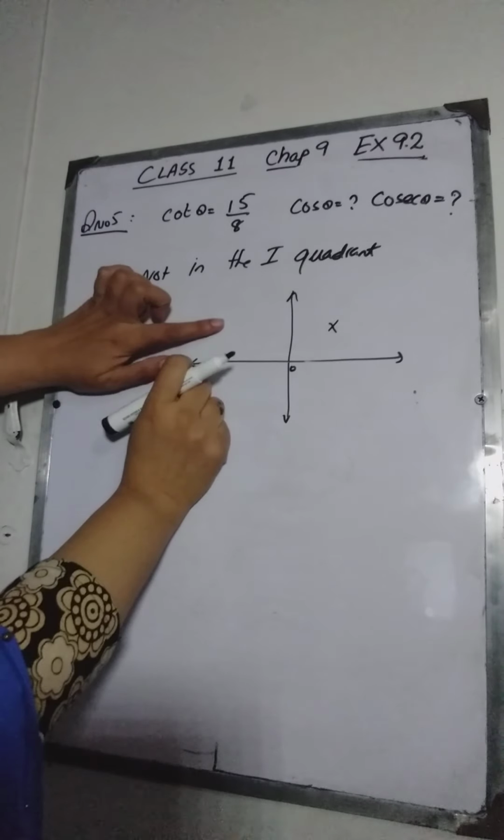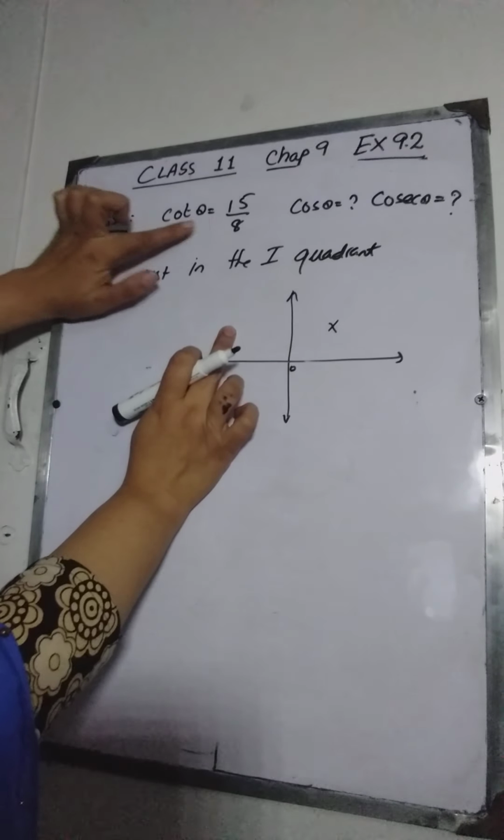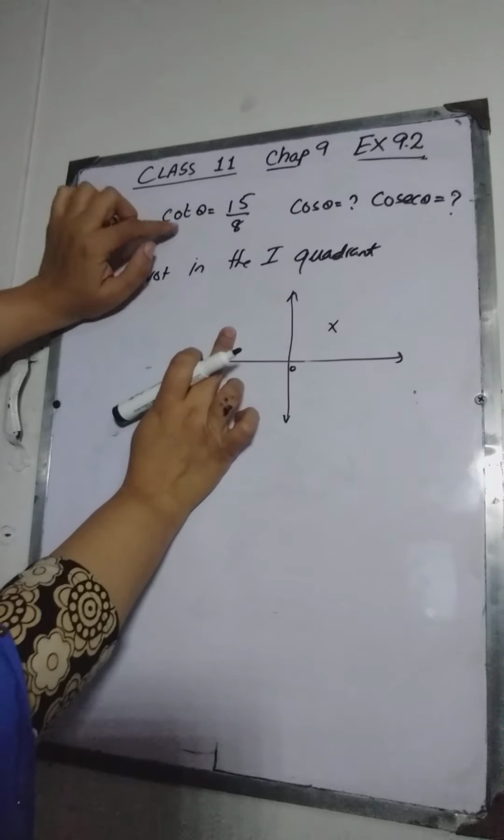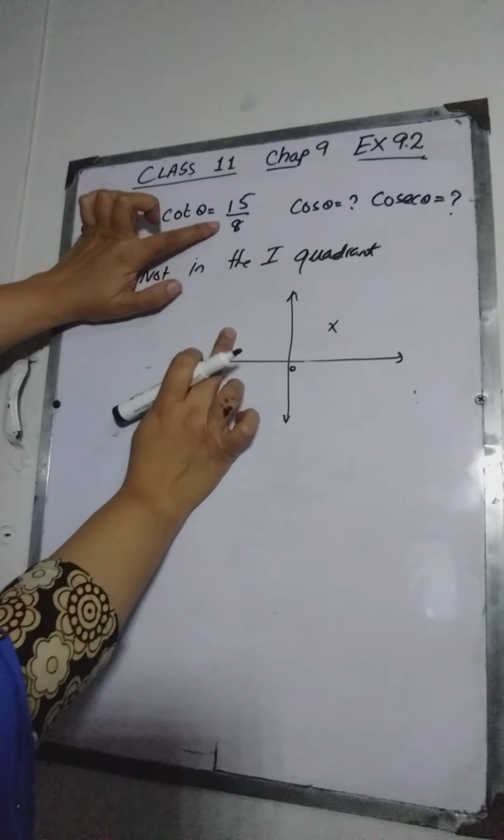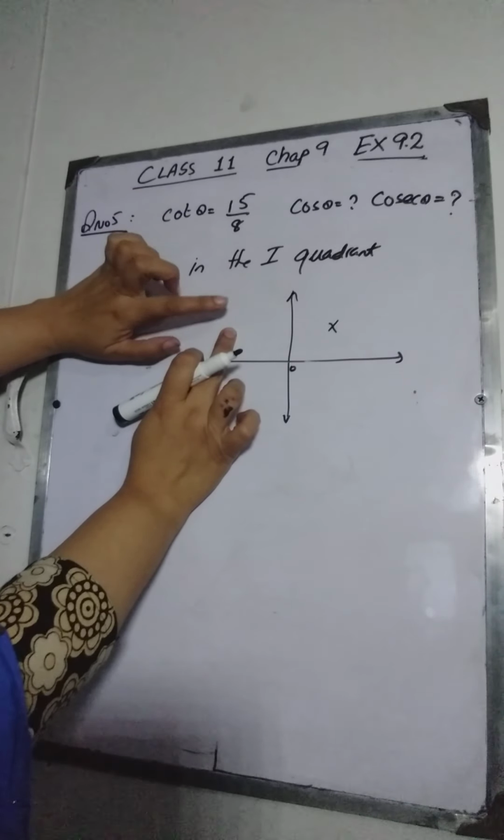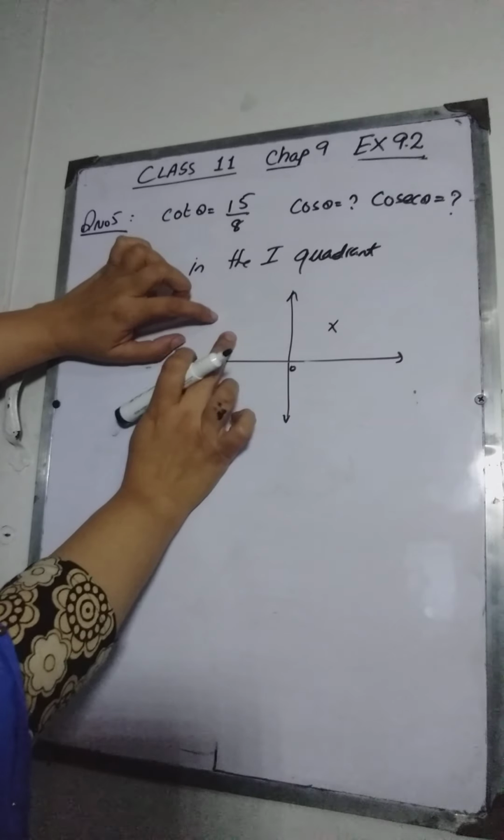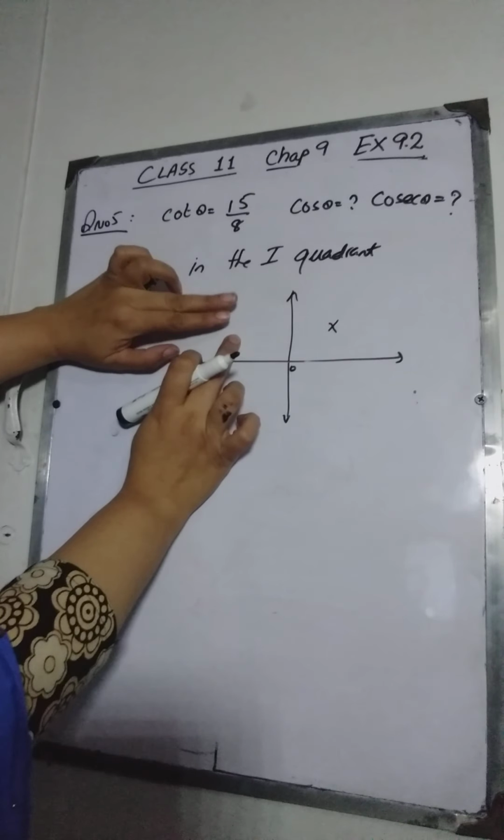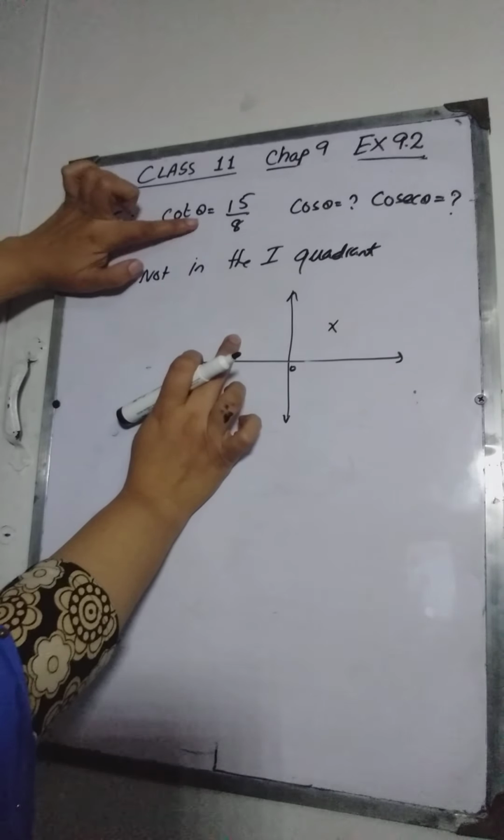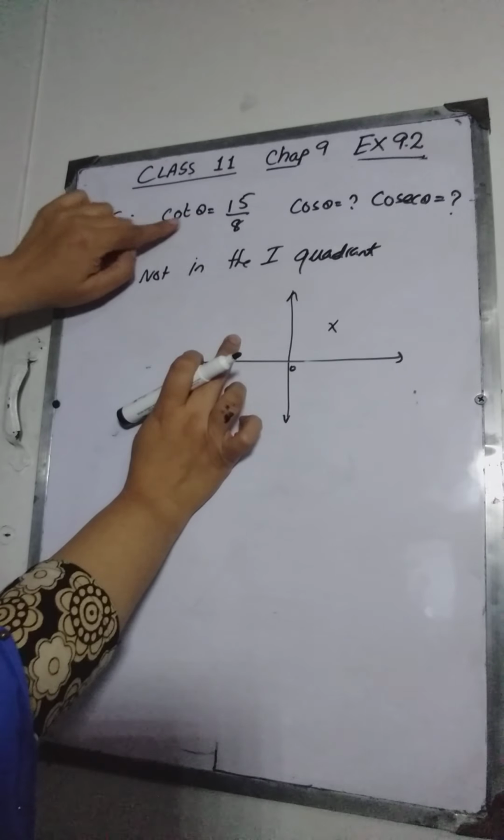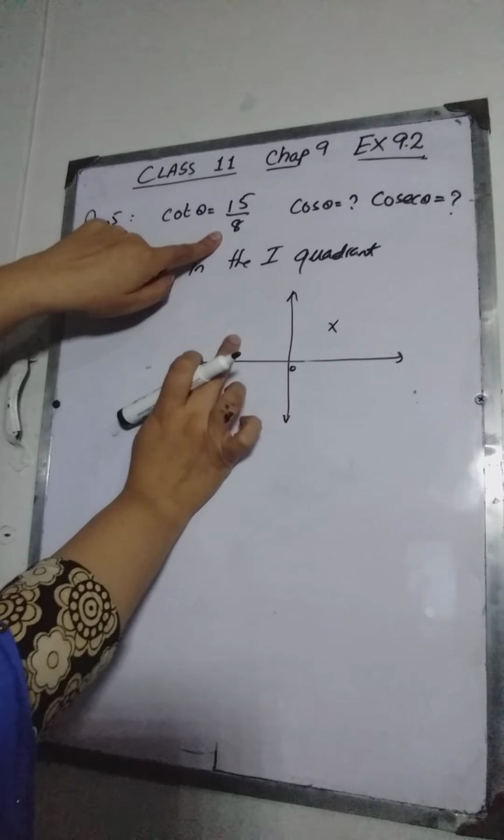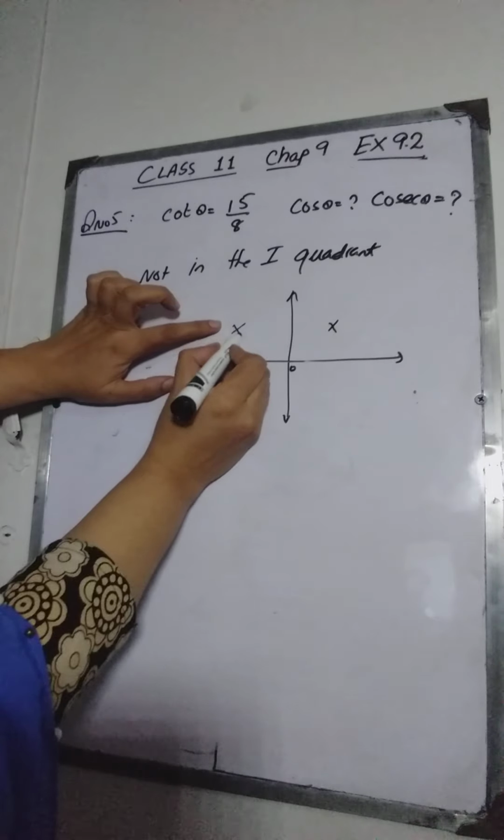Now if the angle was in the second quadrant, then cot theta would have been negative, but it is given that cot theta is positive. So it can't be in the second quadrant, because in the second quadrant only sine theta is positive and all the other trigonometric ratios are negative. If theta was in the second quadrant, cot theta would never be positive. So it means that theta does not lie in the second quadrant.